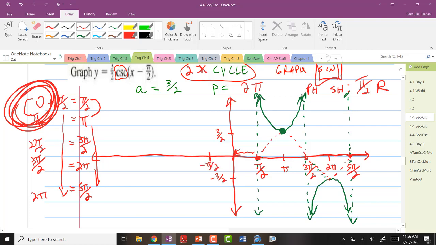Negative pi over 2. Student in the back should do well tomorrow. He's been answering a lot of my questions. Negative 3, he's getting credit in 4th hour.